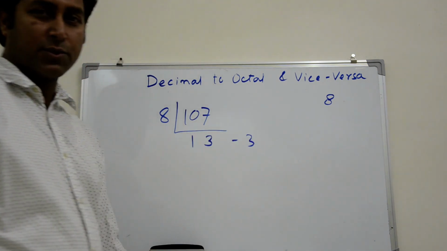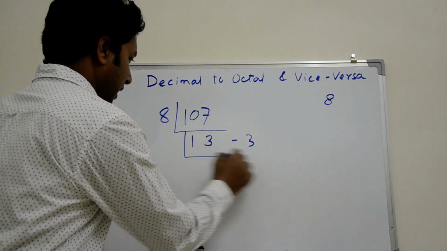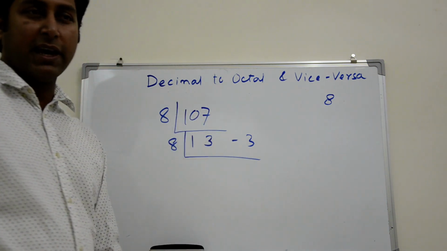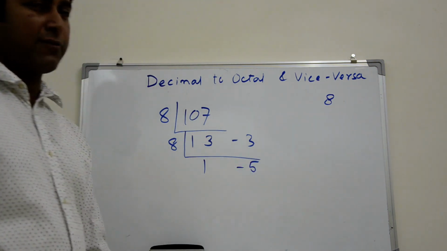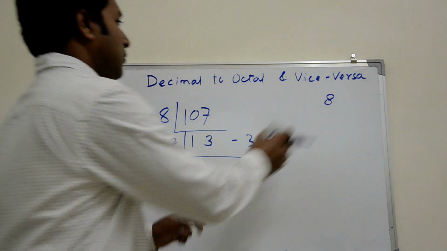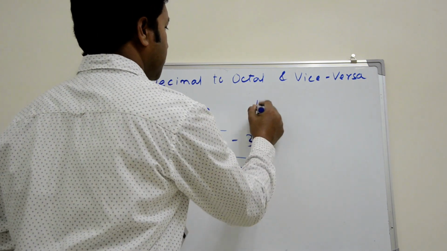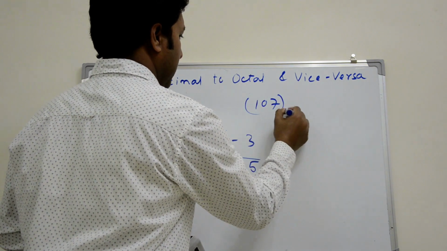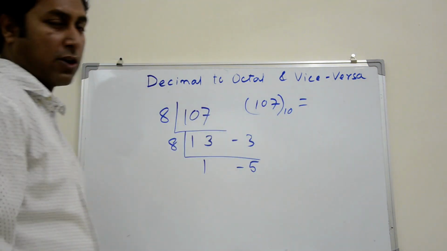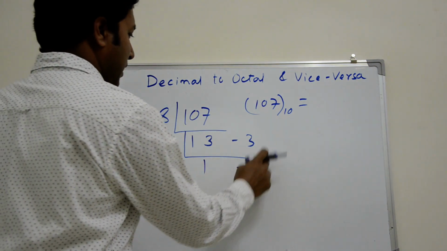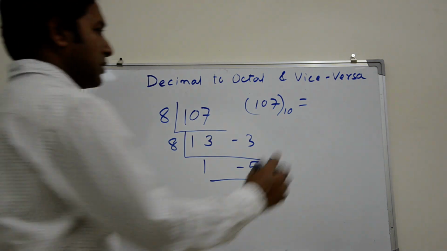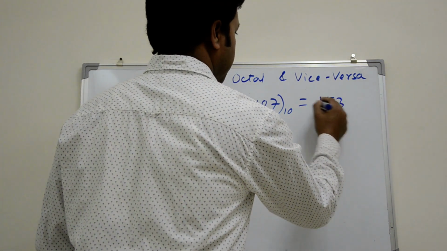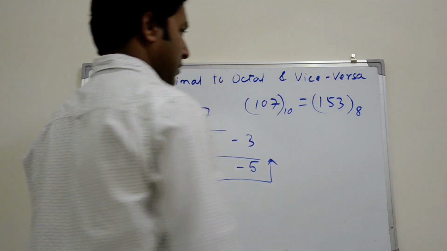The remainder is 3. Now again you divide 13 by 8. 8 ones are 8, so the remainder is 5. Now, 107 is a decimal number and its octal is 153. You know that it starts from the bottom. So 153 is the octal number.